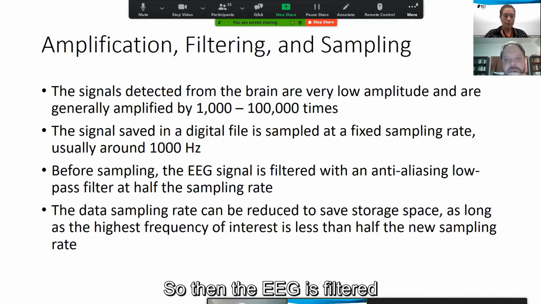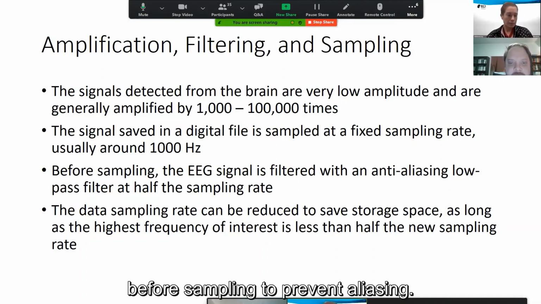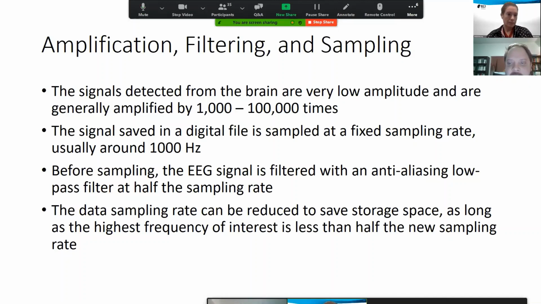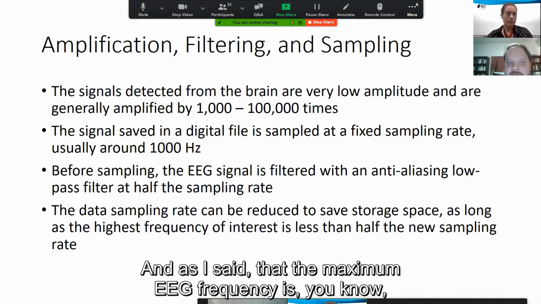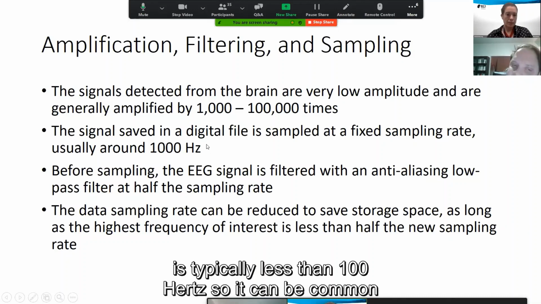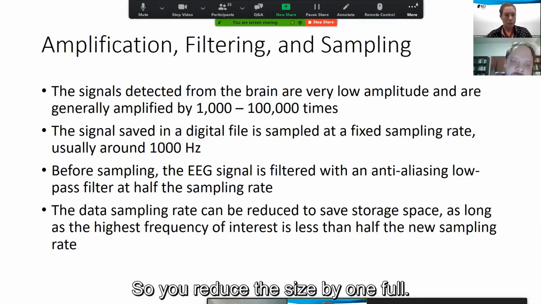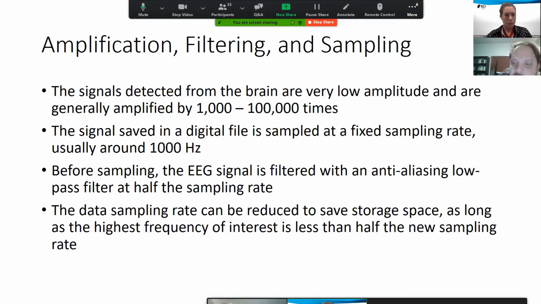So then the EEG is filtered with an anti-aliasing filter before sampling to prevent aliasing. And as I said, the maximum EEG frequency is typically less than 100 hertz. So it can be common to reduce it to 256 hertz, reduce the sampling rate so you reduce the size by 1/4.